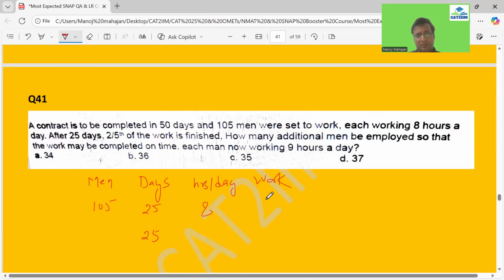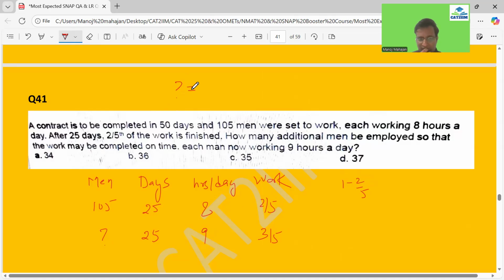How much work has been done by those 105 men? 2/5 only, right? Correct. How many additional men will be employed? See, if I look again, because 25 days are left, in these 25 days, if I just keep 105 men, only 2/5 of the work would be done, right? And we have to do how much? Remaining work, that is 3/5, right? So they're saying you can work 9 hours per day, and how many additional men we have to figure out, right? So start with the question mark, which is missing.